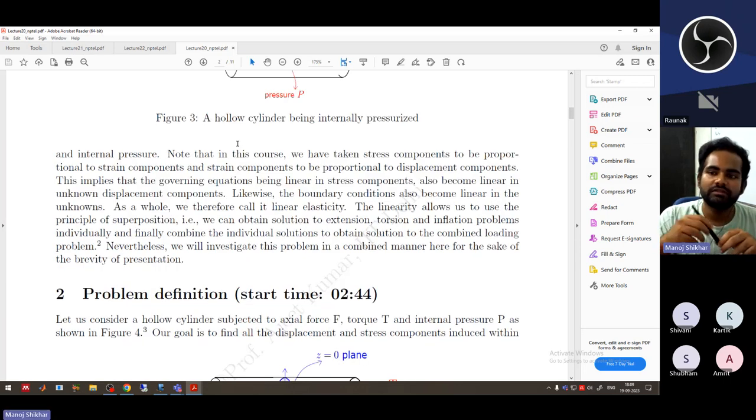Also in this course, the stress components are proportional to strain components, and strain components are proportional to displacement components. So we are assuming that the governing equations will be linear in stress components, and they will subsequently become linear in unknown displacement components also.